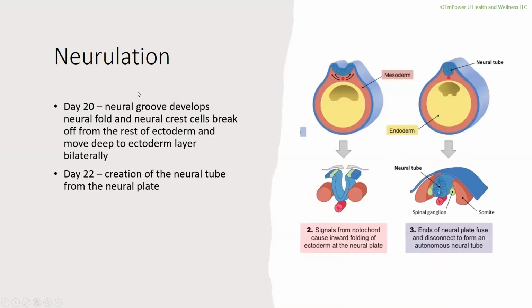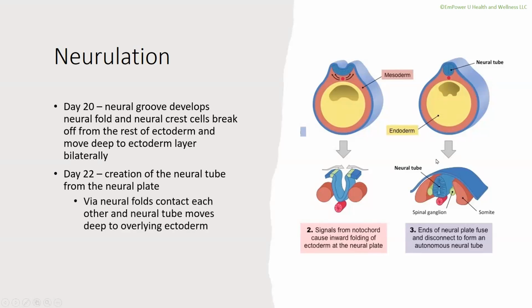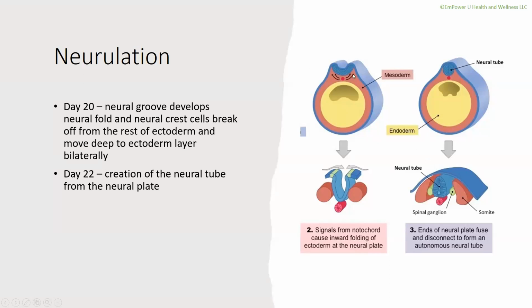Then on day 20, we're still in week 3 technically here. We'll move into week 4 here shortly. The neural groove will develop. So we see a groove here. They'll then move into a neural fold, and neural crest cells will break off from the rest of the ectoderm and move deep into the ectodermal layer bilaterally. I don't know if I have that on this page. I might have it on another one. But essentially, you'll see these cells that are going to start to move downward on either side.